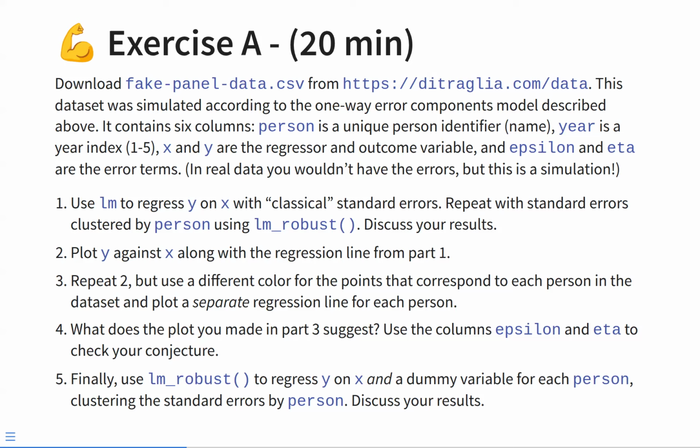I'd like you to download a data set that I created. It's called Fake Panel Data because it's simulated. You can download this from my website. And I simulated it from the one-way error components model described above. Here is a description of the columns. Now, something I want to point out to you here is that because this is simulated data, I'm actually providing you with the epsilons and the etas. In a real data set, you would not have access to the errors. You'd only have access to x and y. But I'm providing them to you so that you can see a little bit more about how I generated this data set. So here I've got a list of different exercises I'd like you to carry out.